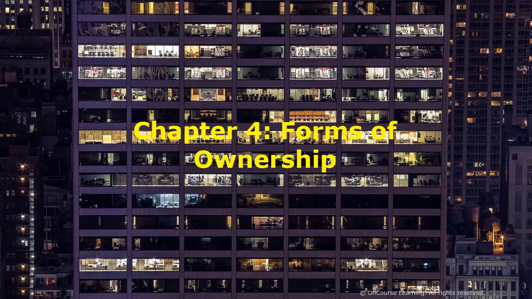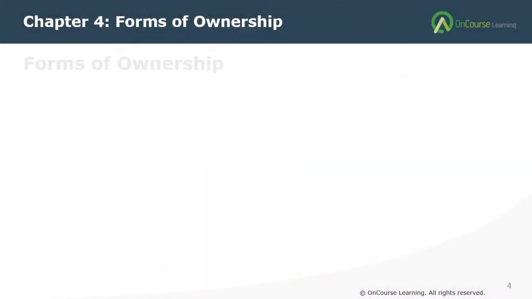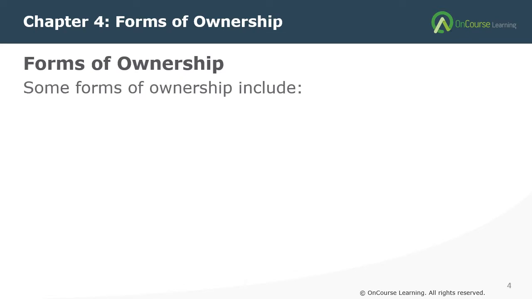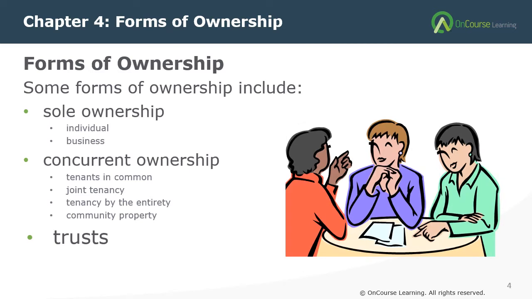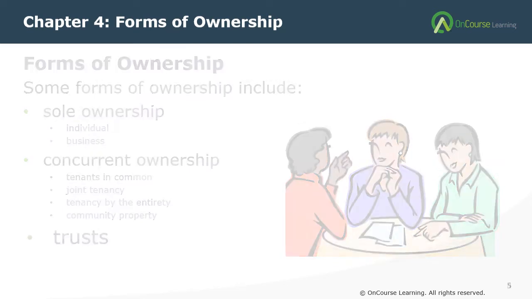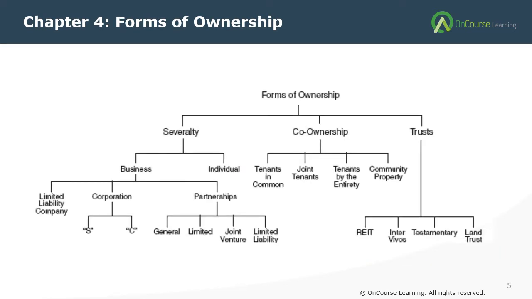Chapter 4, Forms of Ownership. There are different forms of real estate ownership. Some forms include sole ownership, either by an individual or a business, concurrent ownership, and ownership by trust. Here's a graphic reproduced from the textbook.